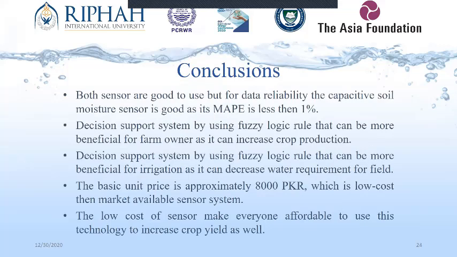The capacitive soil moisture sensor has a lower mean absolute percent error, and the decision support physiological algorithm can be more efficient for farmers who want to grow more food with less water. The unit price is approximately 8,000 PKR, which is lower than the market available sensor systems.